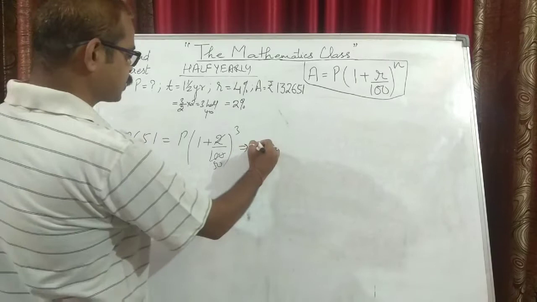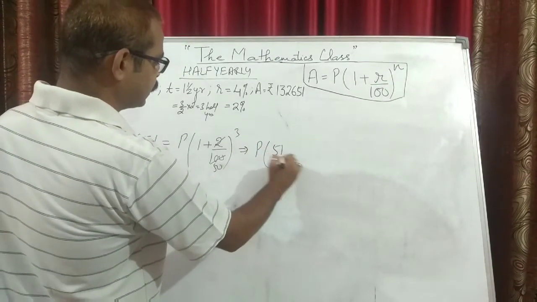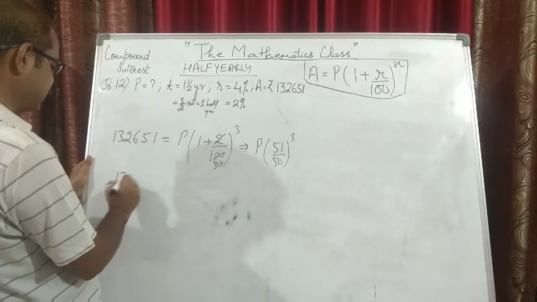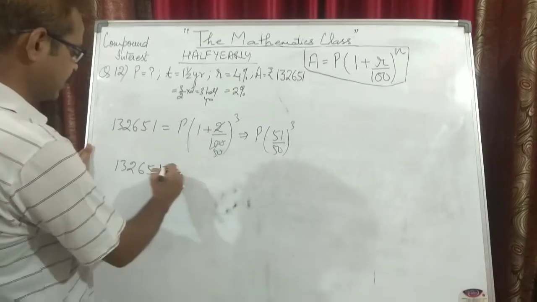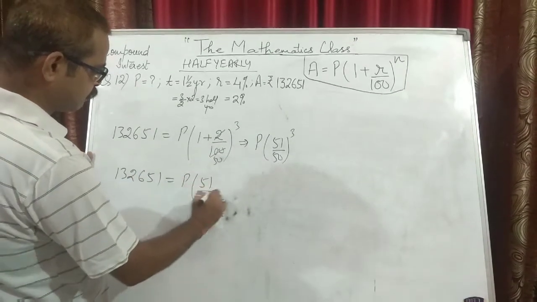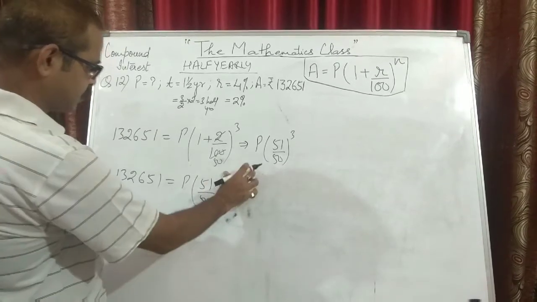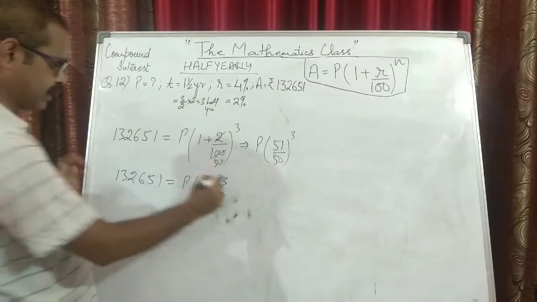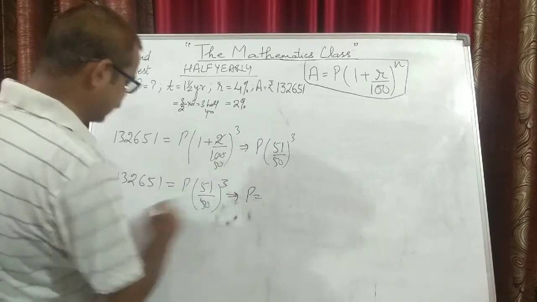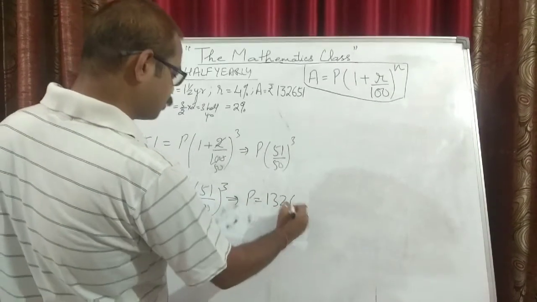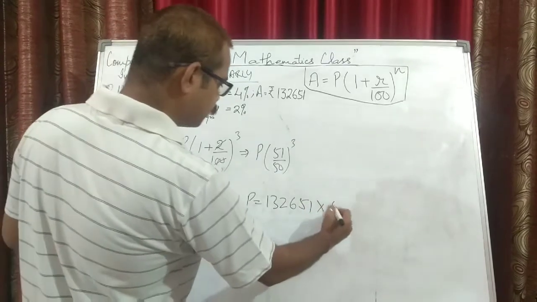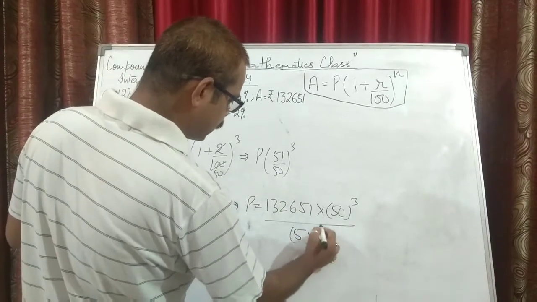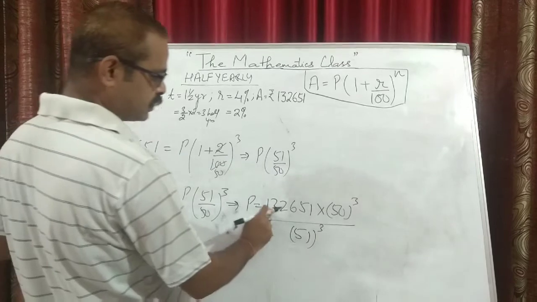So this becomes P into 51 upon 50 to the power 3. So it means 132,651 is equal to P into (51 upon 50) to the power 3. This total comes to this side, so it will be reciprocated. It means you can say that P can be written as 132,651 into 50 cube upon 51 cube, and we know that cube of 51 is 132,651.